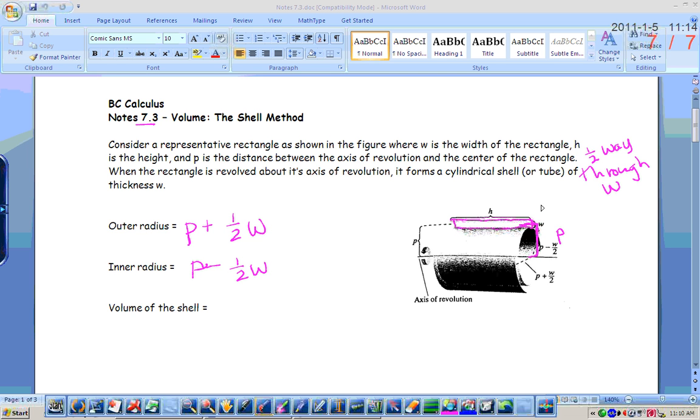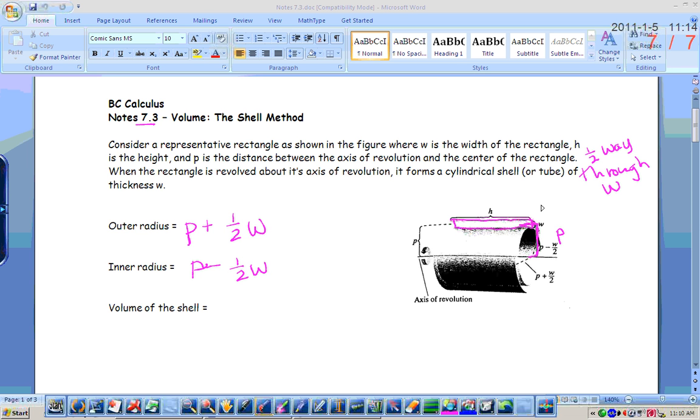The reason they defined the variables like that is so that the formula would end up being nice. These variables right here don't seem very nice, but in just a second, it's going to be a nice, easy formula. And that's why they defined it like that.